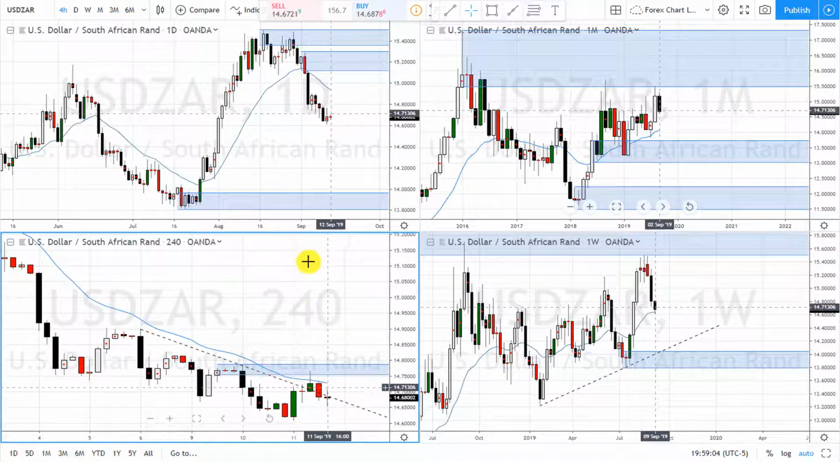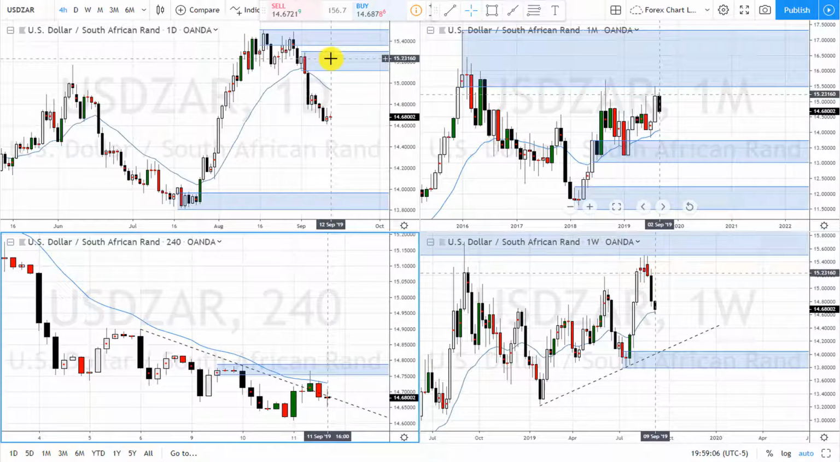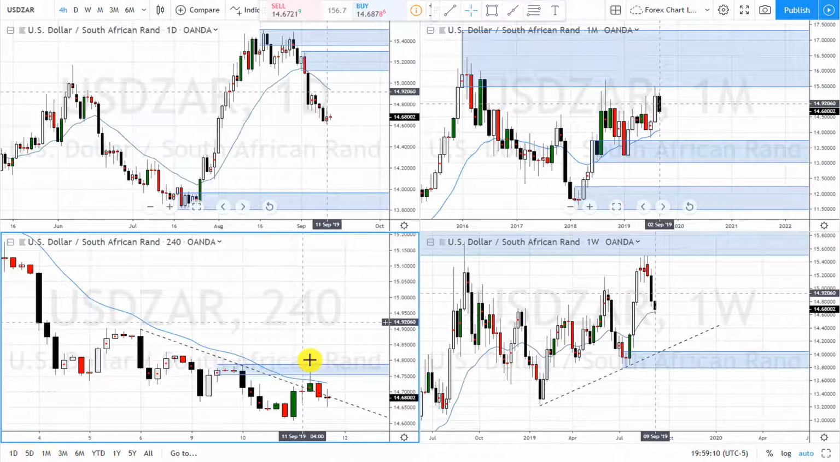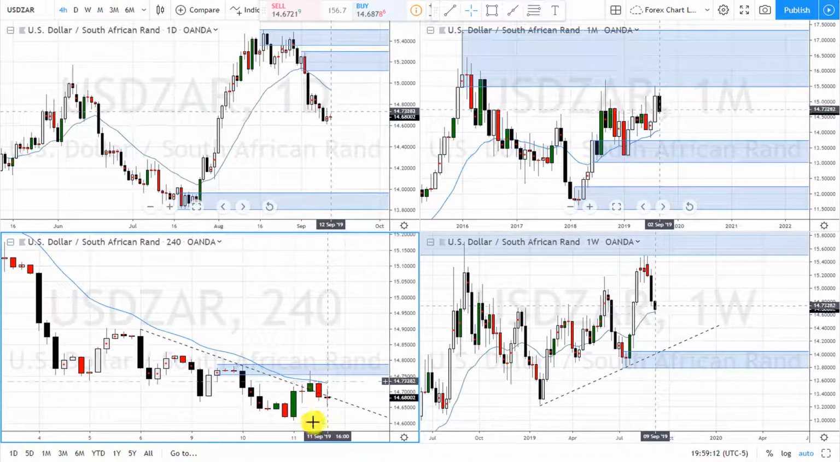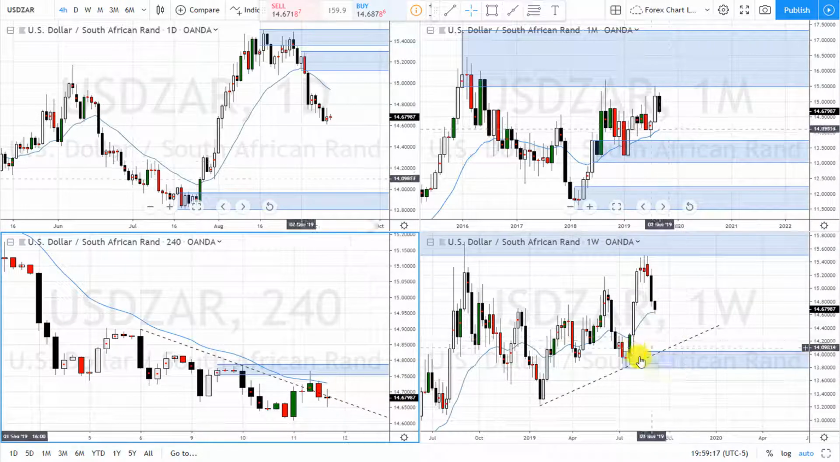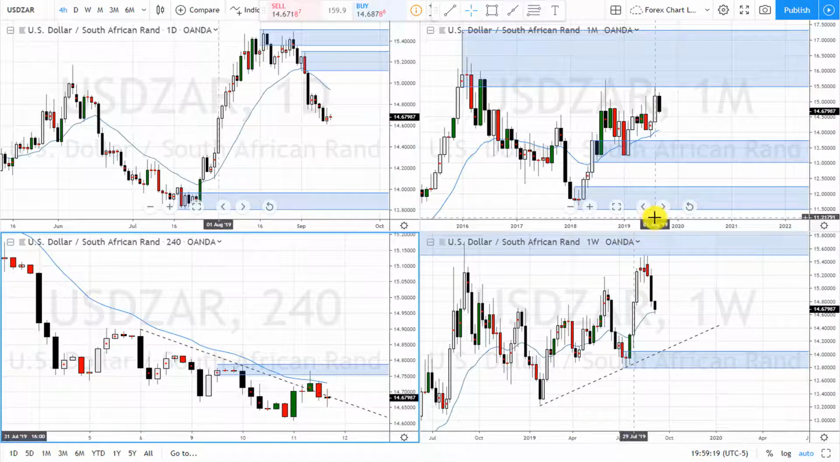So yeah, if you're a counter trend trader, you can trade this zone up here, or this one, wait until it drops, then create a new zone, and then keep shorting on the way down, all the way down here if you wanted to. Okay, and that is the analysis on USD South African Rand.